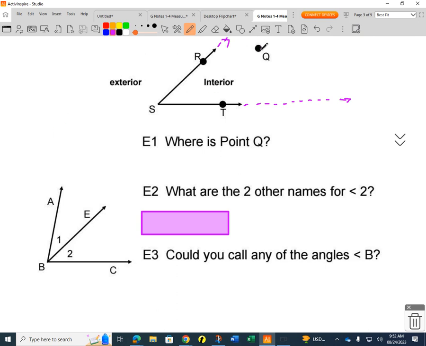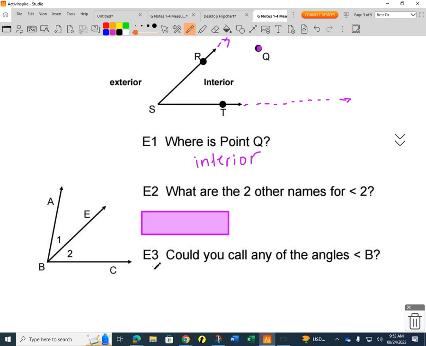Interior, point Q lies within the interior of this angle. If you imagine that those rays extend forever, you can see how that falls in the interior. Does that make sense, Soraya? Okay. So we already said point Q is in the interior, so that's what you're writing in your notes. What are the other two names for angle 2? So here's the catch.